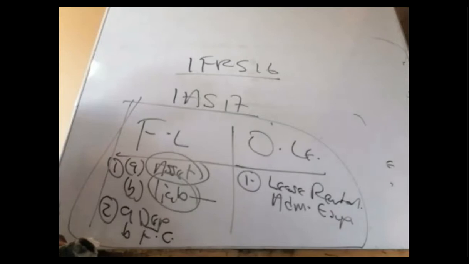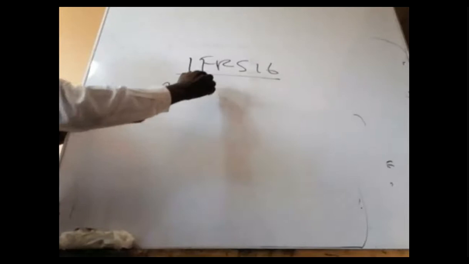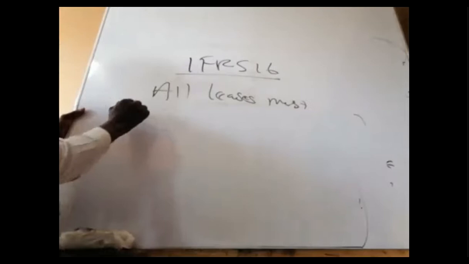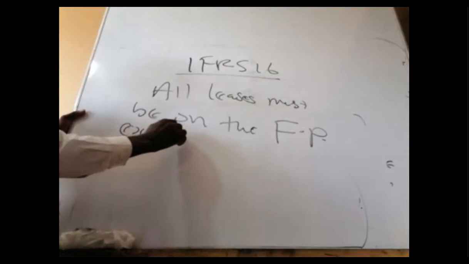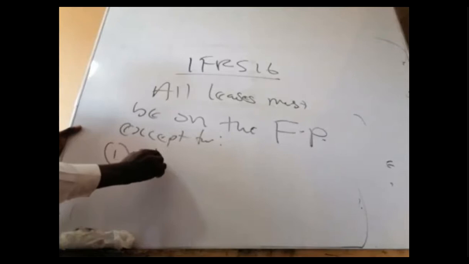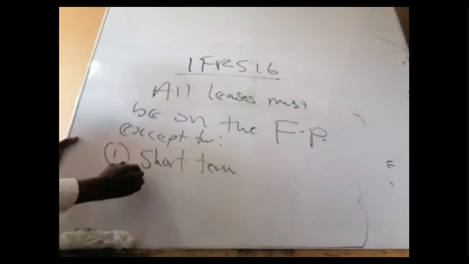So IFRS 16 is saying this. All leases must be on the financial position or balance sheet, except for one: lease with short term period. Is it for IFRS 16? This is for IFRS 16. Except for leases with short term and then low value items.